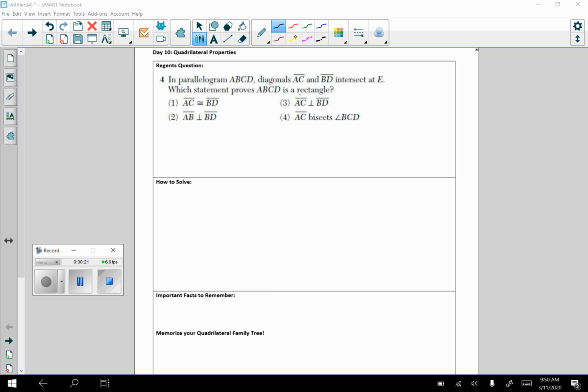So what do we have? We have a parallelogram, but we want it to be a rectangle. So which one of these statements is going to say, hey, I'm really special. I'm not just a parallelogram. I'm a rectangle. Let's start by drawing ourselves a picture of parallelogram ABCD.